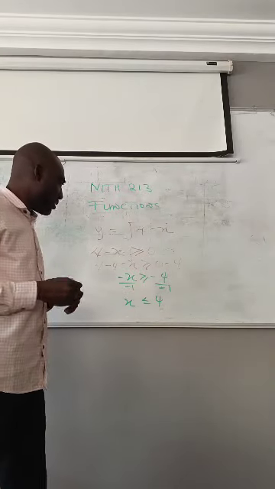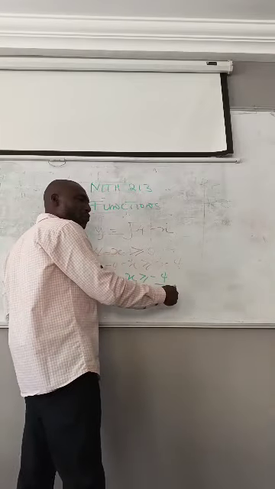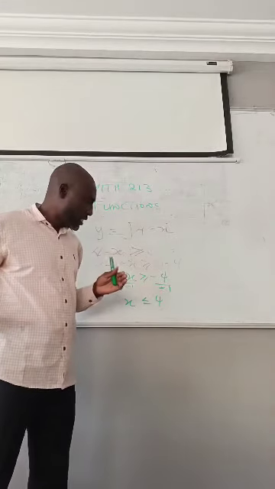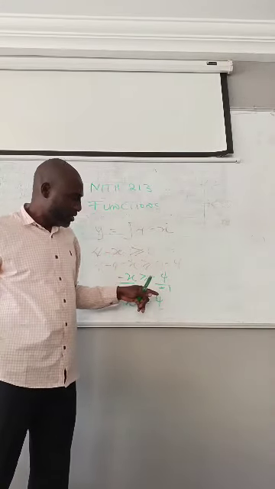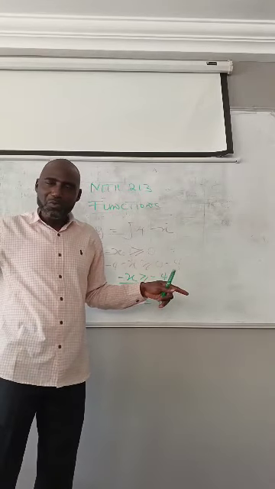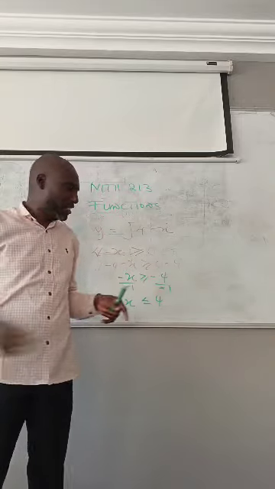So how do we denote this? x less than or equal to 4. So you have values 3, 2, 1, 0, minus 1, minus 2, minus 3, minus 4, minus 5, up to minus infinity.